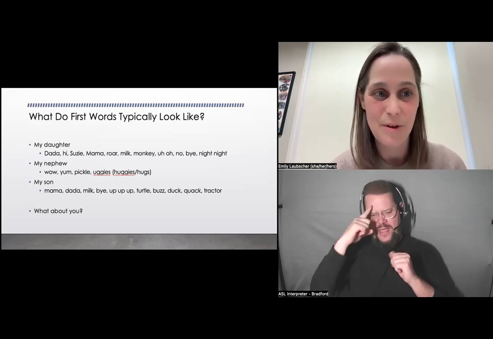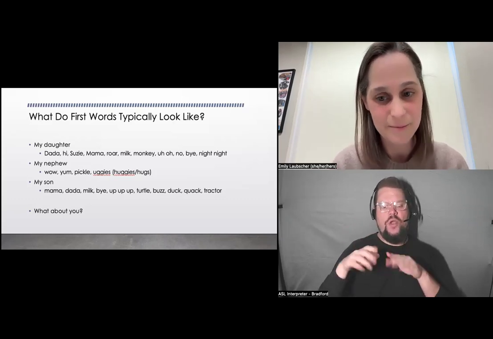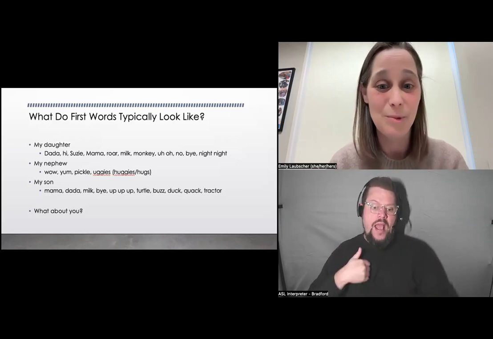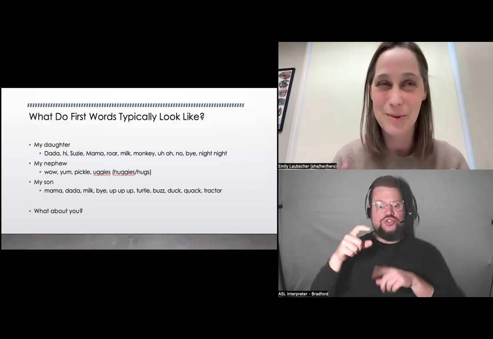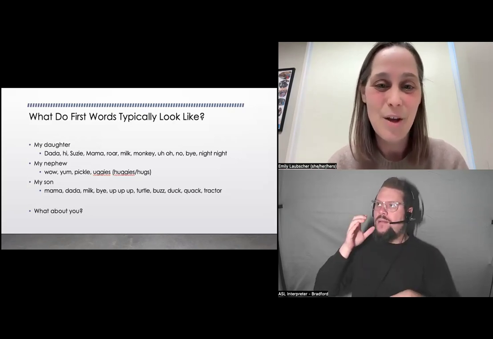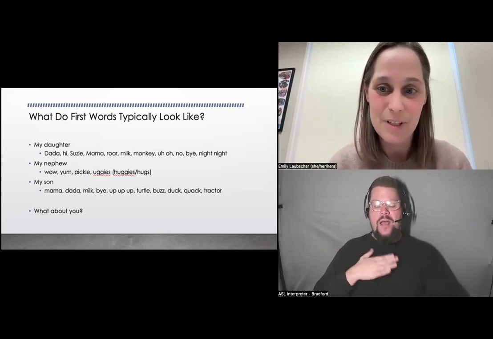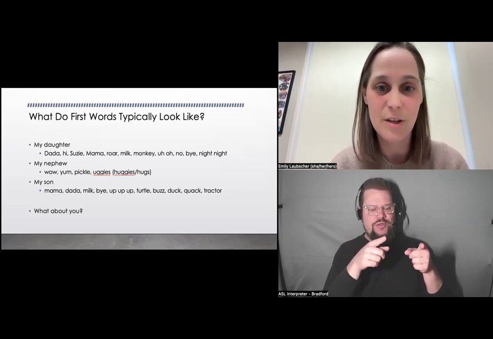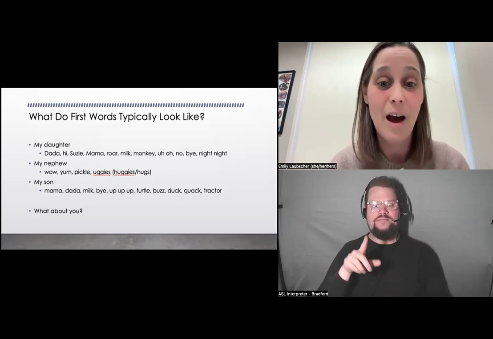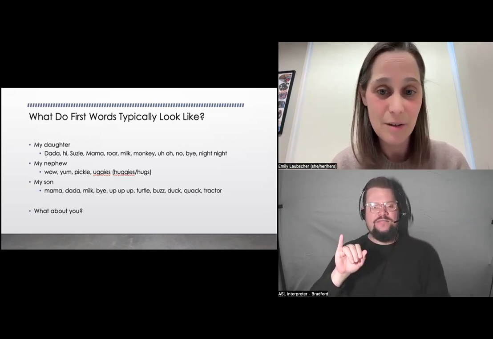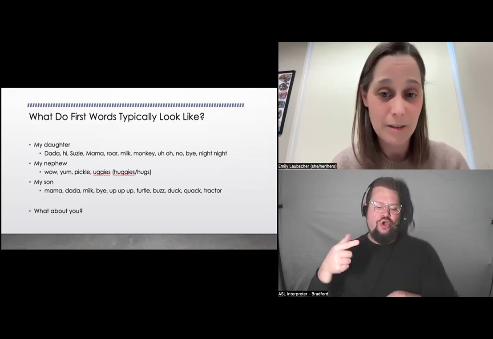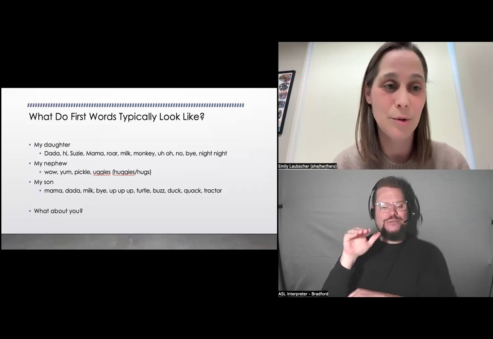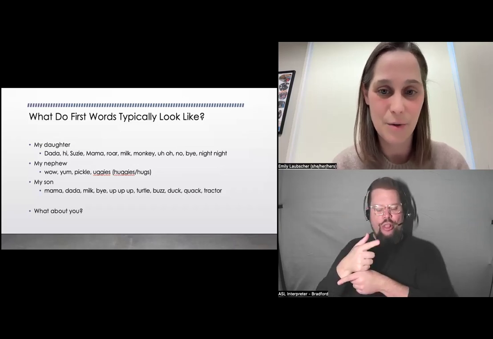These are some examples of first words from children in my life. Maybe you can think of some examples from your own lives. Maybe you remember your own first words, or someone has told you what your own first words were. My daughter, she's first on the list here. So some of the things that she first said when she was just starting to talk included Dada, hi, Susie, who's our dog, Mama, Roar, which was her sound for a dinosaur, because her older brother was really interested in dinosaurs when she was about that age.